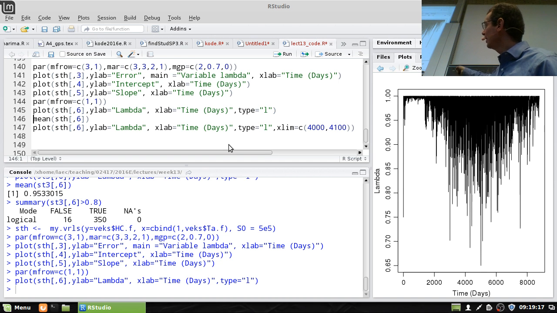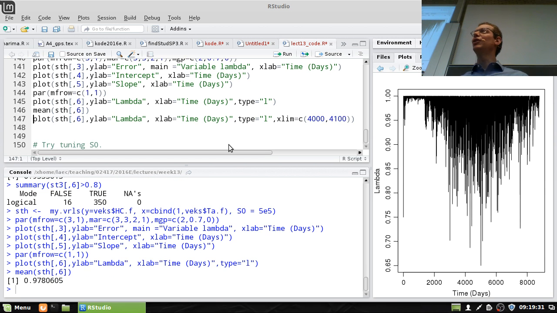But here you can see that you have these dips all over the place. So that means that every other time you're forgetting a lot, and then you're not forgetting, and then you're forgetting a lot, and then you're not forgetting. So even though the average forgetting factor here is 0.98, you are actually forgetting quite a bit.